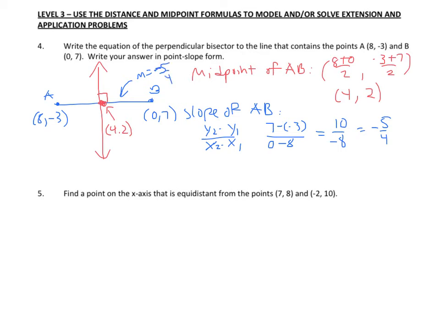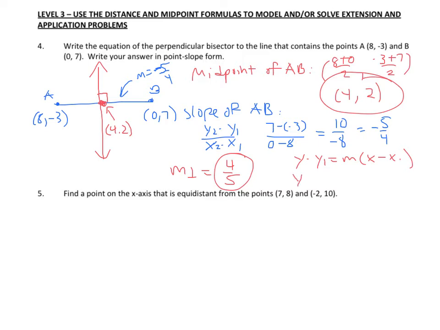But we want the slope of the perpendicular line, so the perpendicular slope is going to be the opposite reciprocal of that. So I flip the fraction and change the sign. So that's going to be positive 4/5. And now to write the equation in point-slope form, which is y minus y1 equals m times x minus x1, I use the perpendicular slope and the midpoint of AB, and that will give me the equation of the perpendicular bisector. So it's going to be y minus the y-coordinate of the point, which is 2, equals the slope, 4/5, times x minus 4. And that's the equation of the perpendicular bisector.